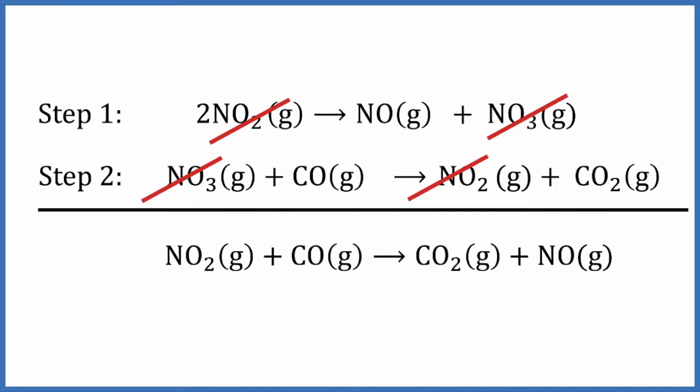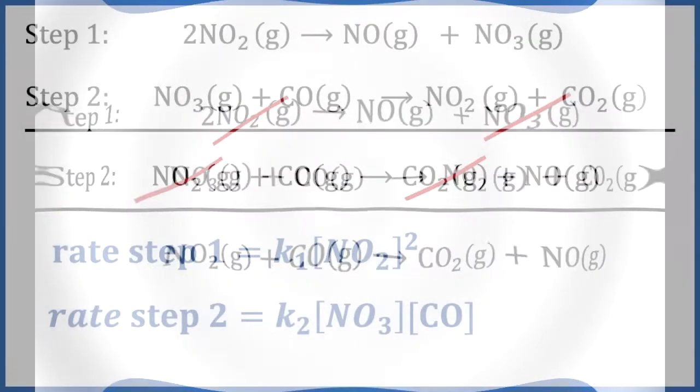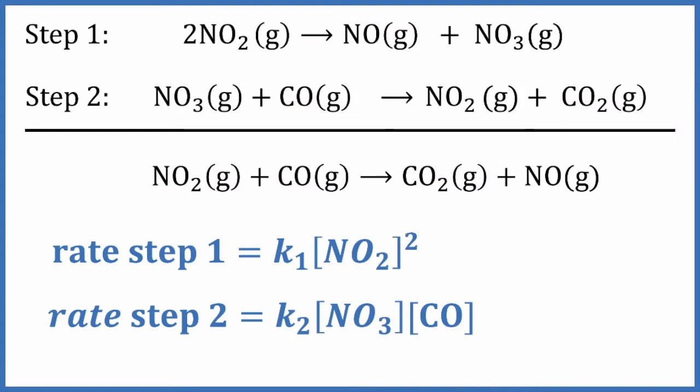We see here that nitrogen trioxide is an intermediate, so it does not appear in the overall reaction. The two elementary reactions add together to give the overall reaction. Now, if we look at our elementary reactions, we would see that if we used the coefficients and the species from the first reaction, we would get our rate law, where our rate equals K times the concentration of nitrogen dioxide squared.